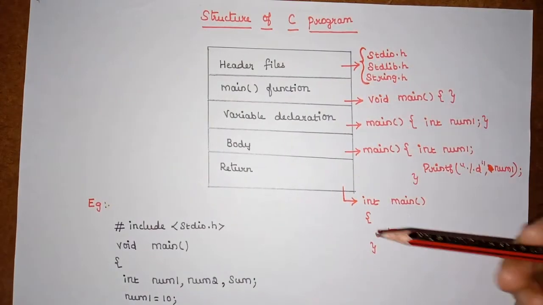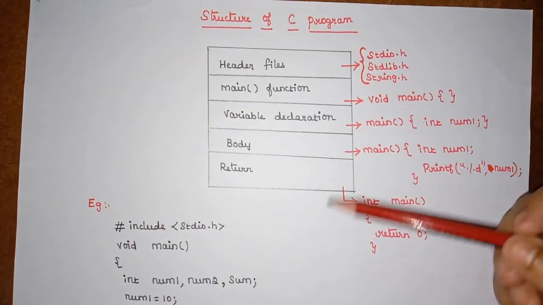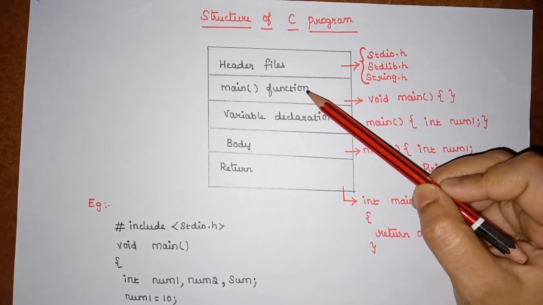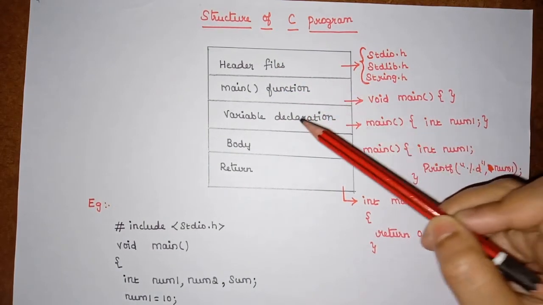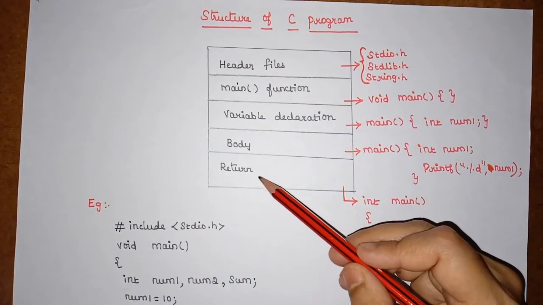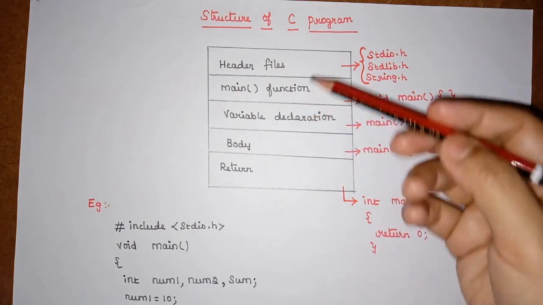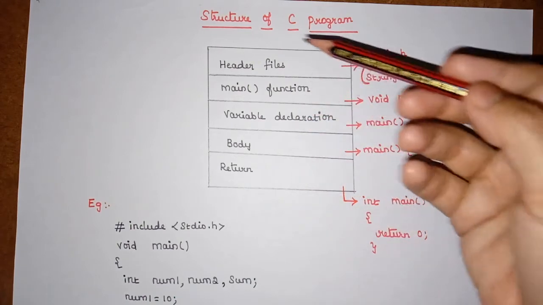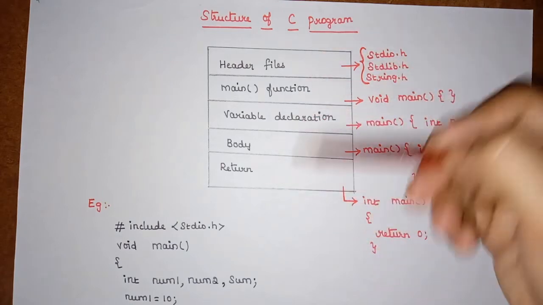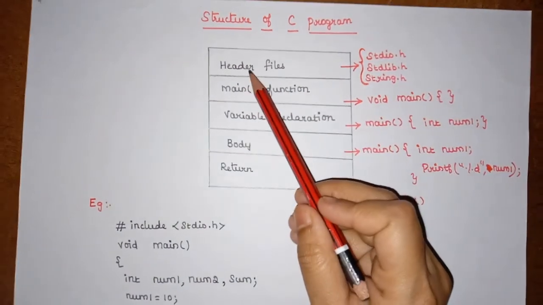And this is the structure of a C program. As you can see here, it starts with the header files, then followed by the main function, followed by variable declaration, then the body of that main function, and finally the return statement. This is how a program should be written. Here the sequence should not be changed, right? So starting with the header file.